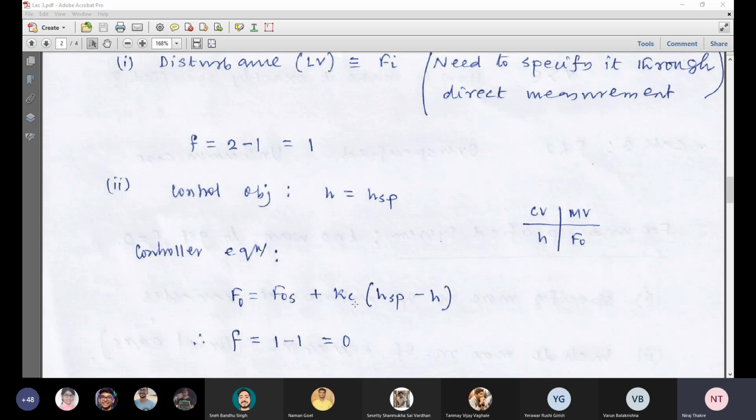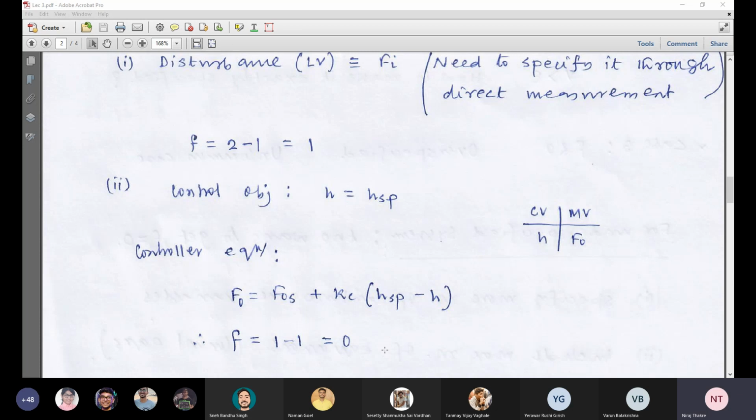Kc is the controller tuning parameter, and this is also fixed. This is also constant. You have to know this prior to applying this controller equation. And HSP, I told you several times, you need to fix. You need to set the value for HSP. Right? So this is also known to us. With this, our degrees of freedom becomes 0.